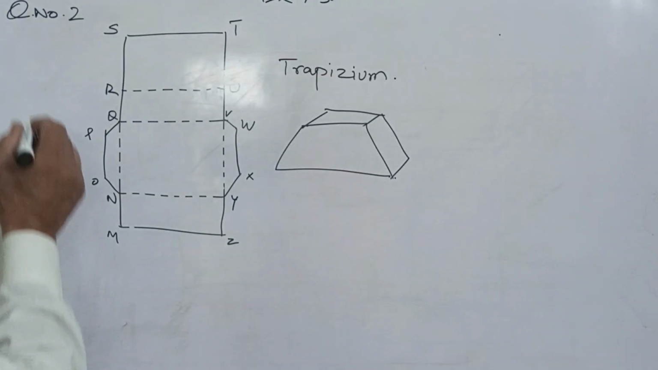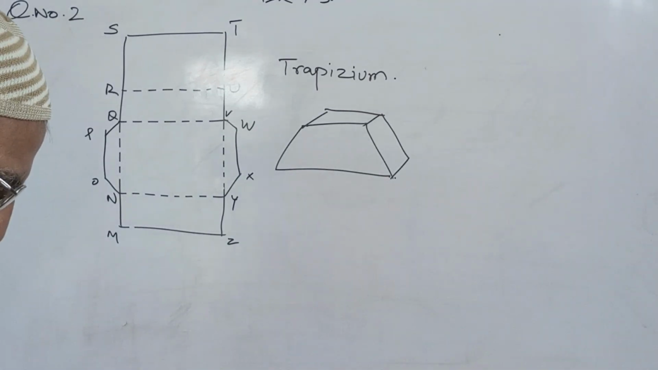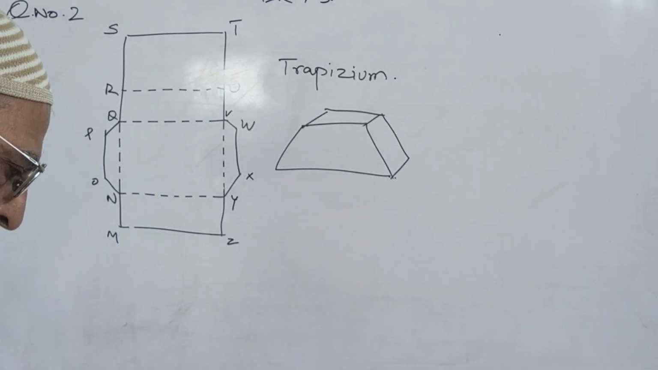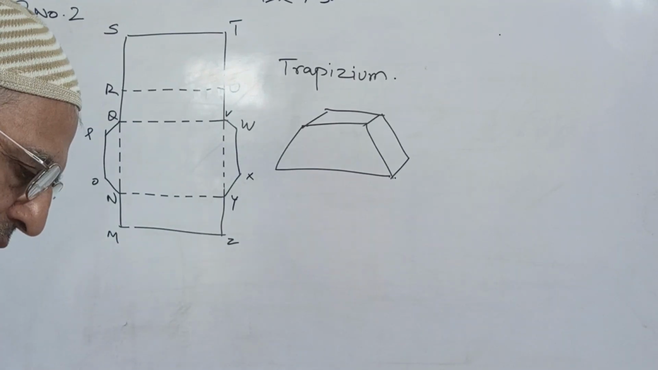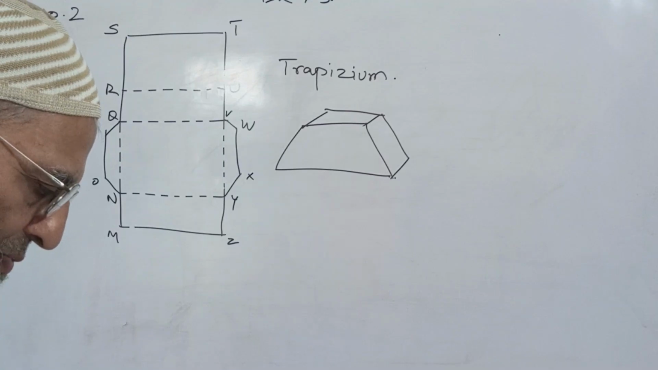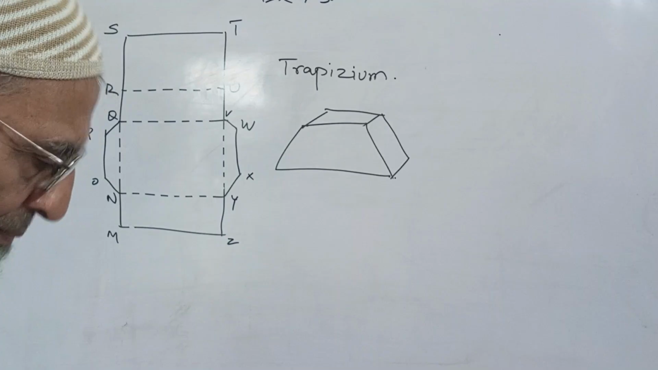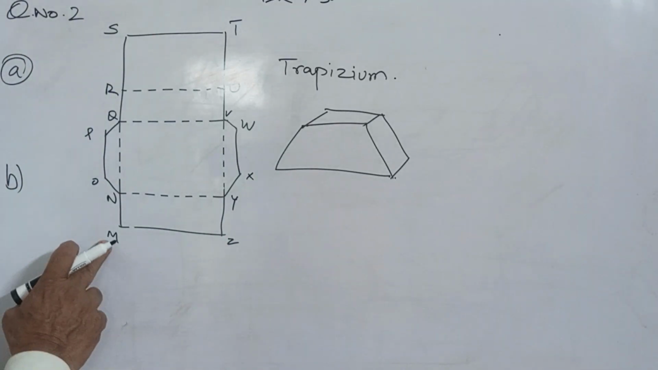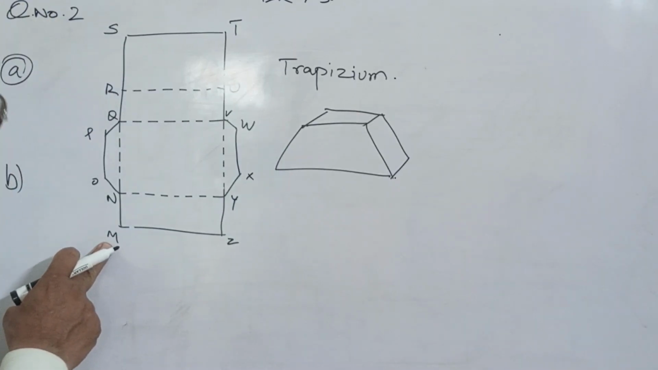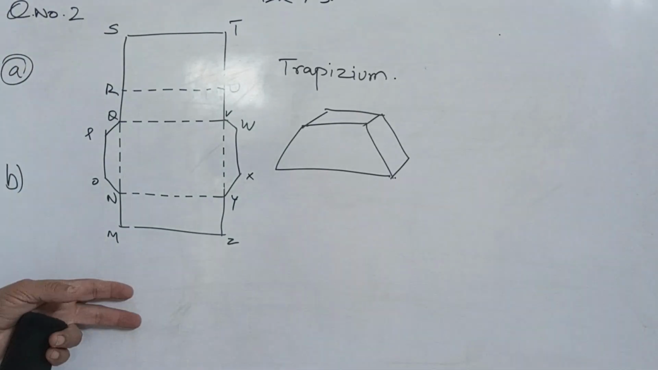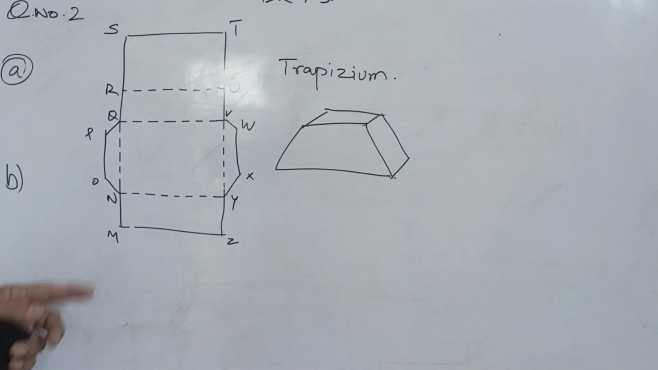So, the second part, B. Part B says, which 2 points will join with point M? Where is the point M? Which point will join point M when this net is folded? When this net is folded, which part will be joined with M?